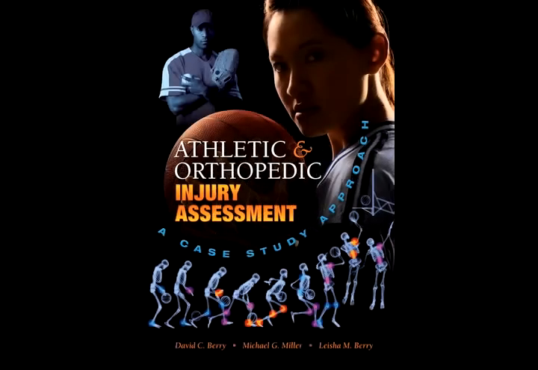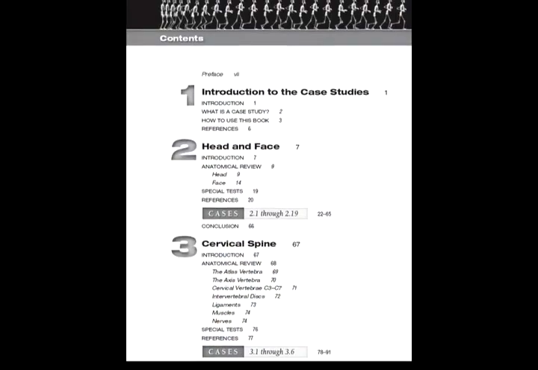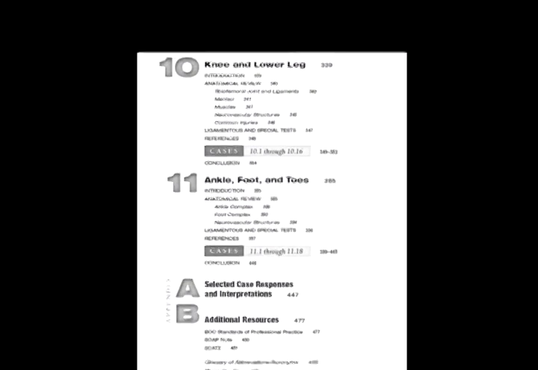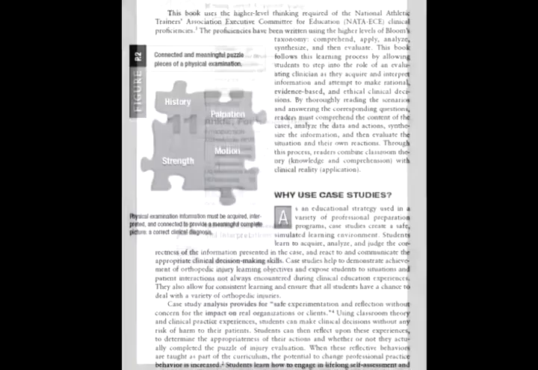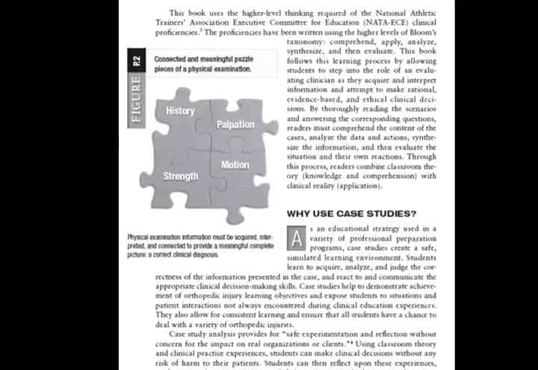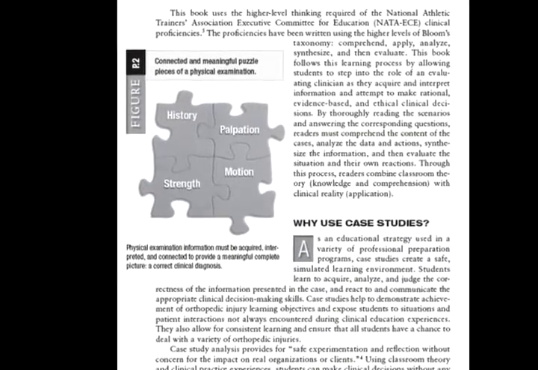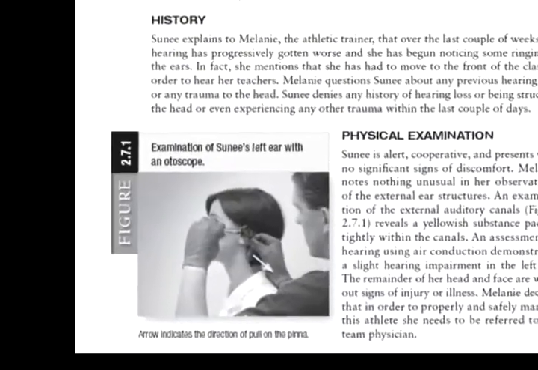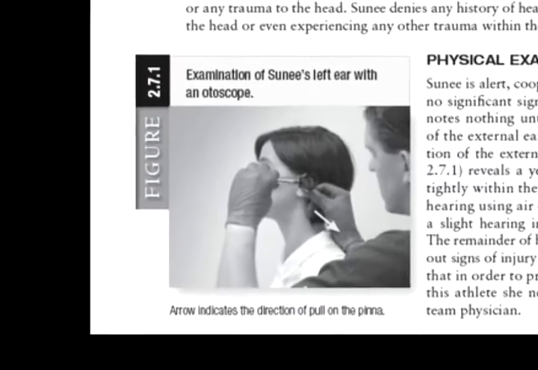Athletic and Orthopedic Injury Assessment, a case study approach, offers more than 130 cases that cover common athletic injuries from the head to toe. Athletic and Orthopedic Injury Assessment fosters a systematic approach, which helps readers learn how to make connections between the competencies.